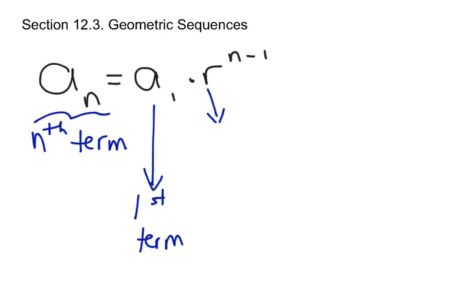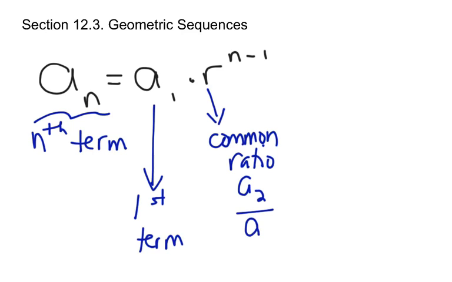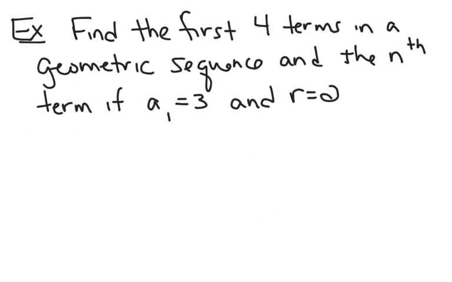But now we have something called r. R is the common ratio. That's the number you're multiplying each consecutive term by. And the common ratio is really easy to find. You just divide the second term by the first term in the sequence. And n is your term. And notice in the exponent is an n minus 1.